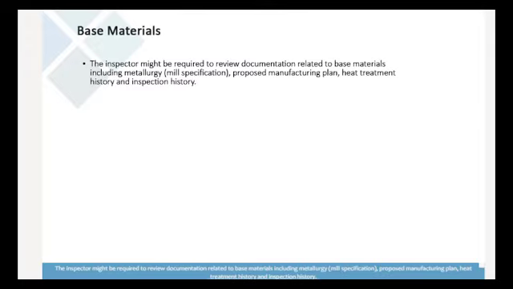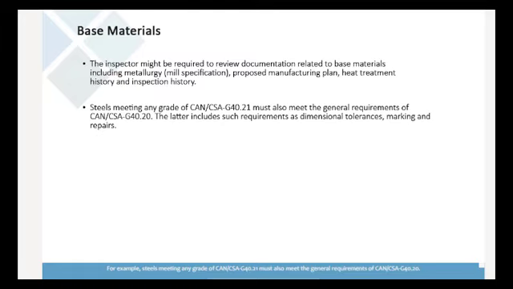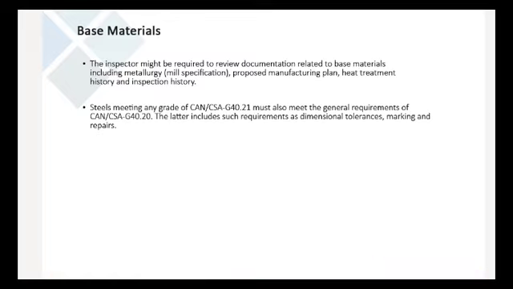The inspector might be required to review documentation related to base materials including metallurgy, mill specification, proposed manufacturing plan, heat treatment history and inspection history. Remember that the common CSA and ASTM steel specifications also call up general requirements. For example, steels meeting any grade of CAN/CSA G40.21 must also meet the general requirements of CAN/CSA G40.20. The latter includes such requirements as dimensional tolerances, marking, repairs and so forth.